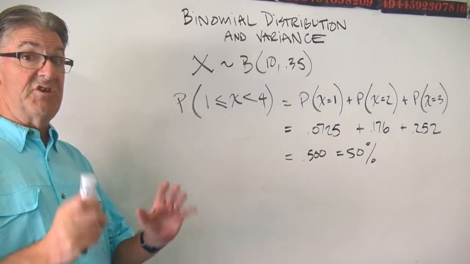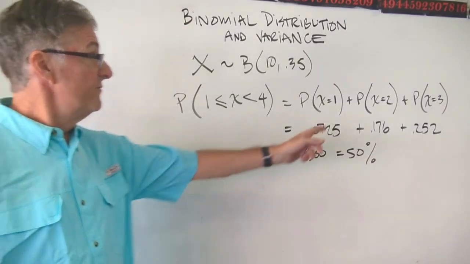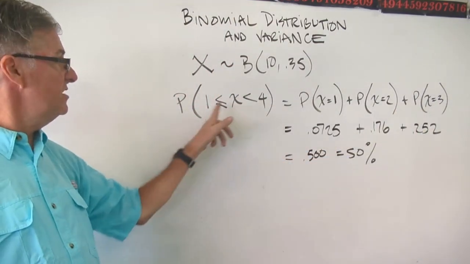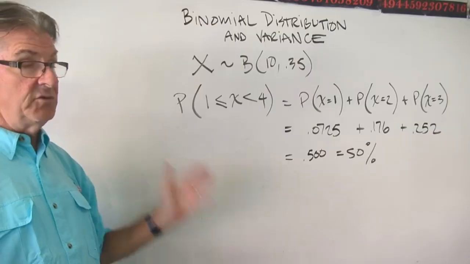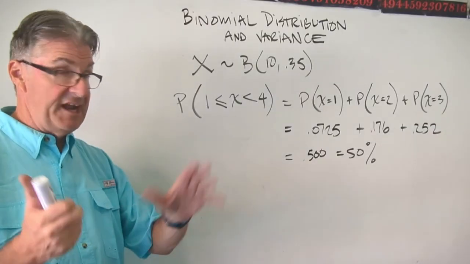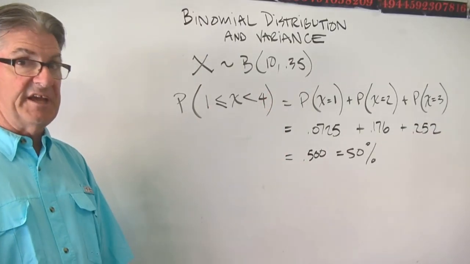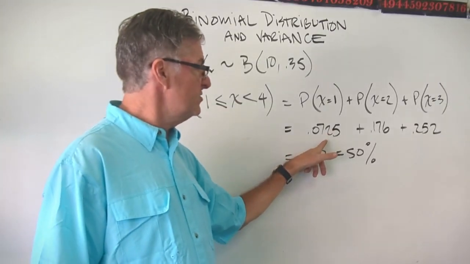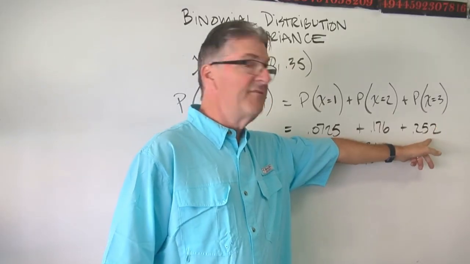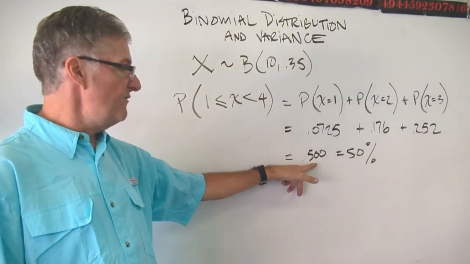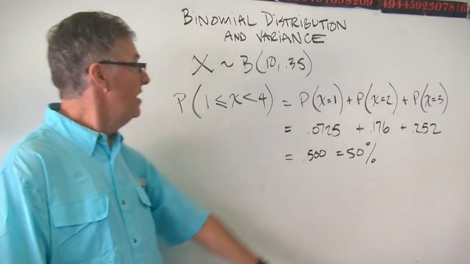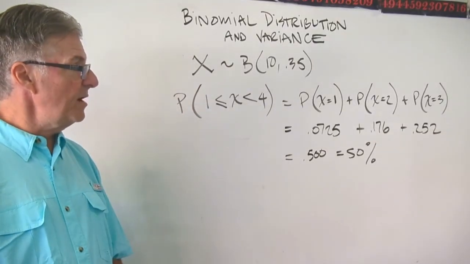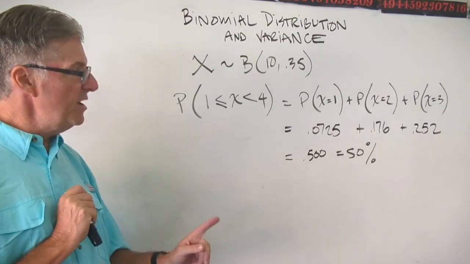Okay, I saved you the grief of all the board work for each of these. Each of these would be as complicated as the whole last one we did, where it was just x equals 5. So I skipped all that stuff, or actually I did it, but I didn't throw it up on the board and explain it because that would take like another 10 minutes. I hope you gave it a try, and what you should have got is 0.0725, 0.176, 0.252. That adds together to get 0.500, or a 50% chance of getting between 1 and 3 successes in this probability experiment.